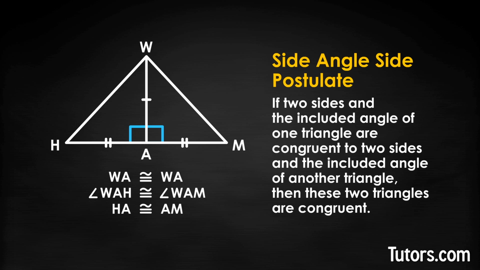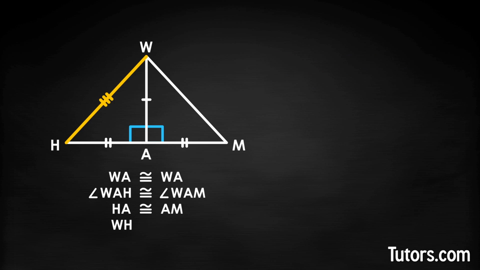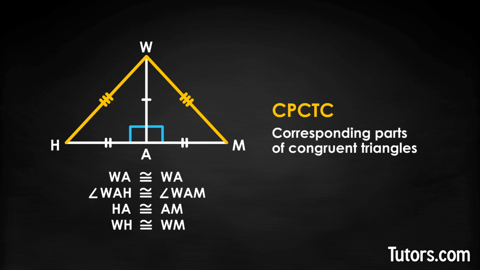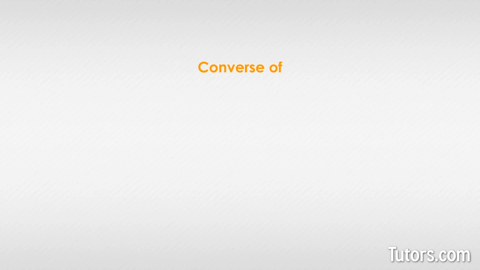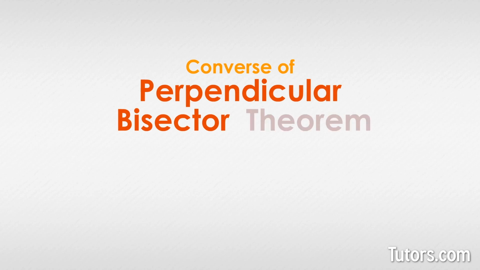Since we know these two triangles are congruent thanks to SAS, we also know that sides WH and WM are congruent because of CPCTC. Corresponding parts of congruent triangles are congruent. Now let's talk about the converse of the perpendicular bisector theorem. You may have noticed that this theorem is constructed as an if-then statement. This immediately suggests you can write the converse of it by switching the parts.